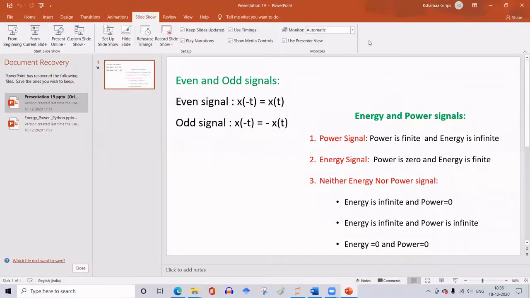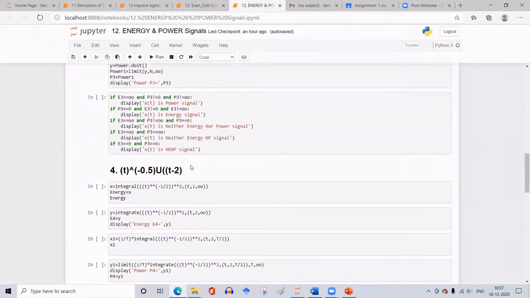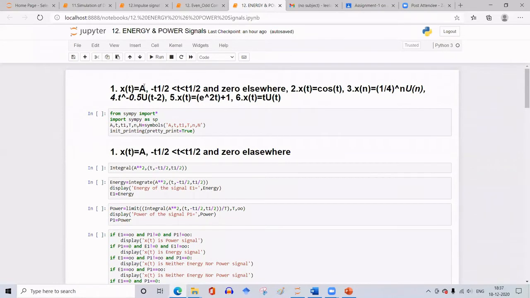So let us see how we can find this out using the SymPy library. For this, I have taken some problems. The first one is x of t equal to a constant A between the time minus t1 by 2 to plus t1 by 2. It is a rectangle signal which exists between minus t1 by 2 to plus t1 by 2 with amplitude A, and it is 0 elsewhere. That is the first signal.